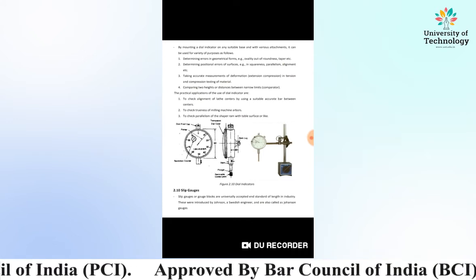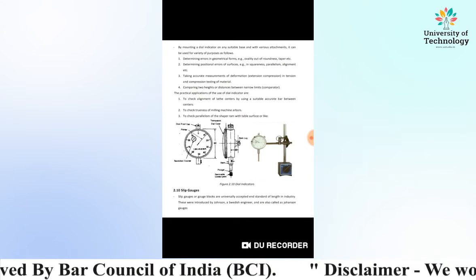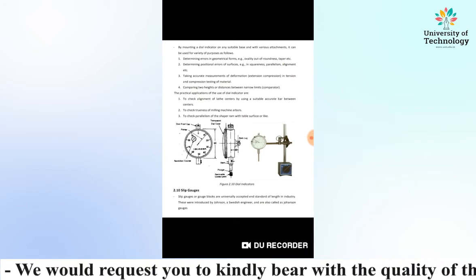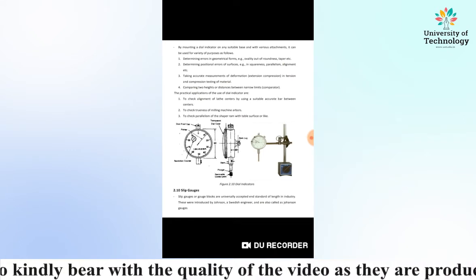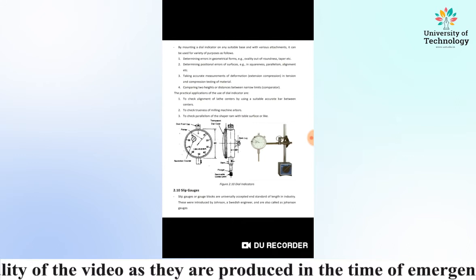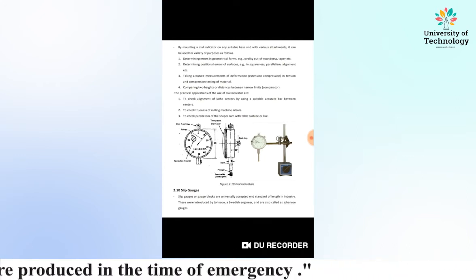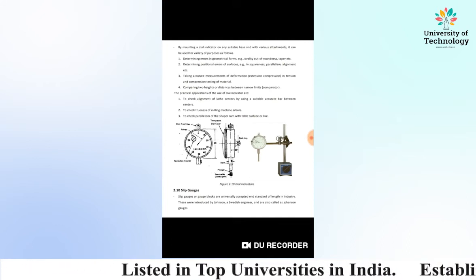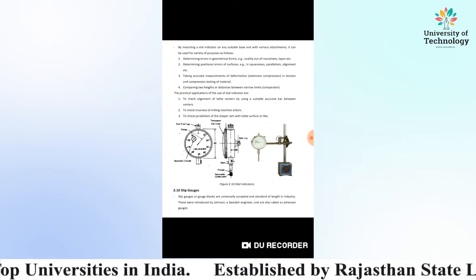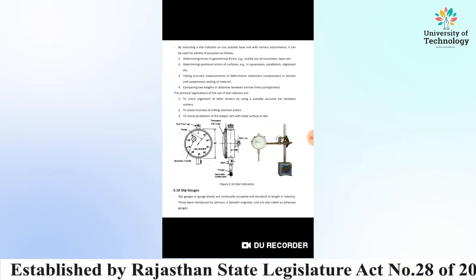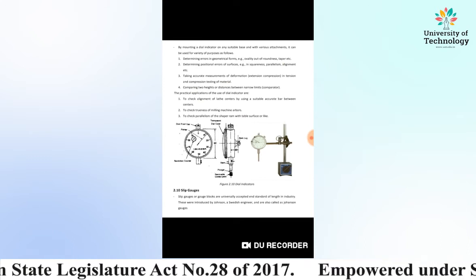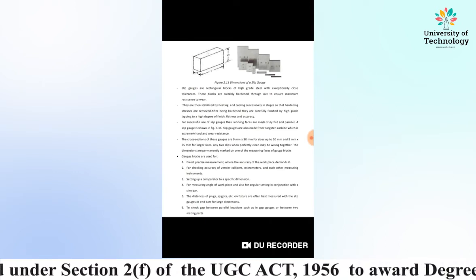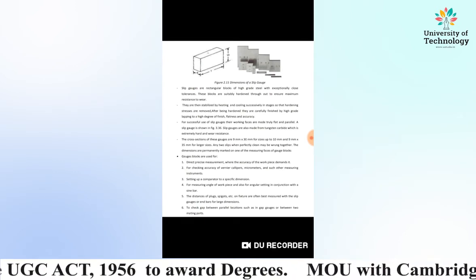Now we will discuss the topic slip gauges. Slip gauges, or we can say slip blocks, are in different heights, which are in mm, that are universally accepted as the standard of length in industry. These were introduced by Johnson, and these are also called Johnson gauges. We can see in the diagram.